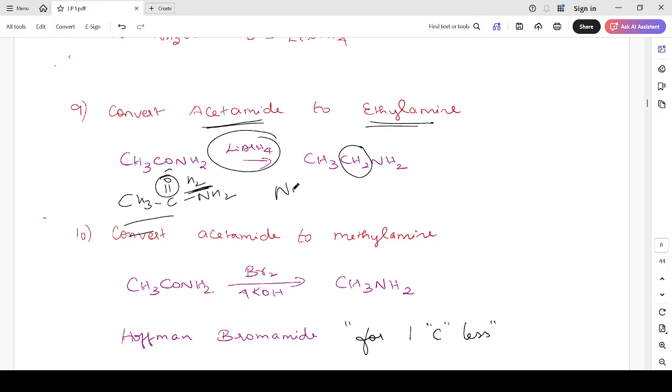Remember, sodium borohydride will not do this. NaBH4 will not do it. Lithium aluminum hydride is an unselective reducing agent. So it will reduce the carbonyl which is present in any groups. But sodium borohydride is a very specific, selective reagent.